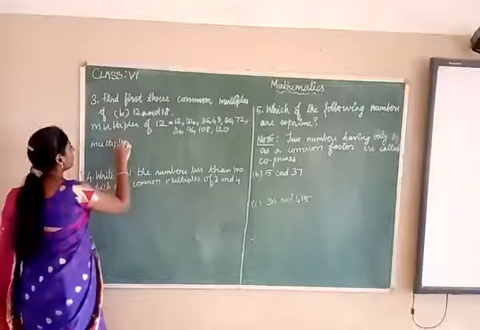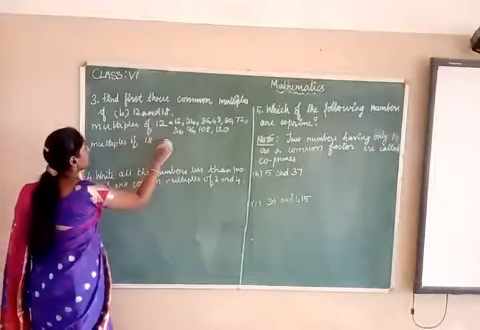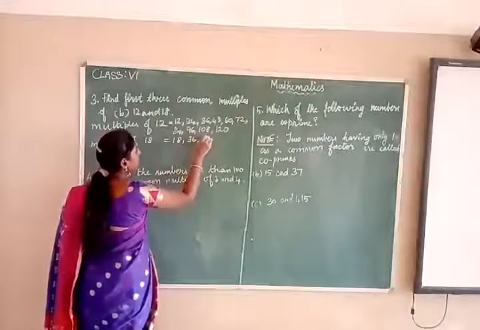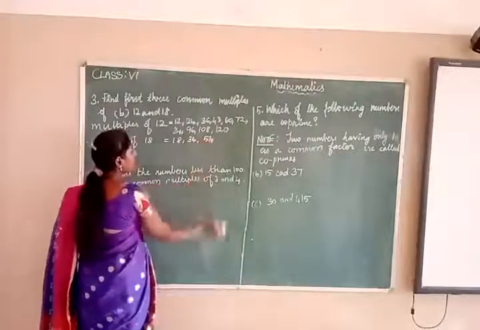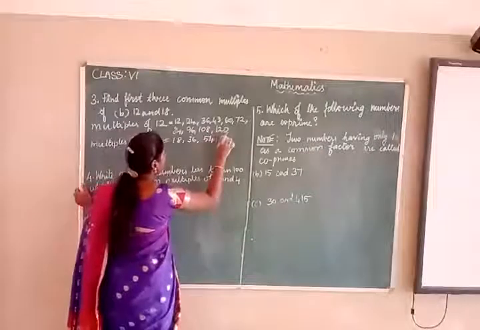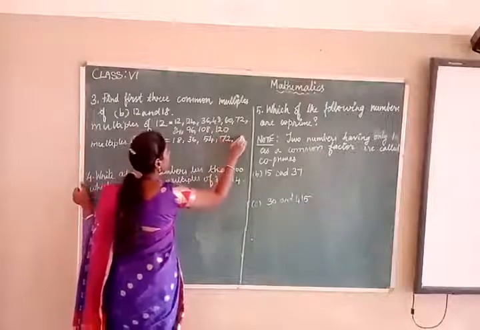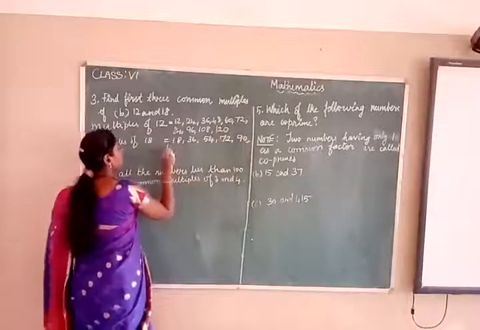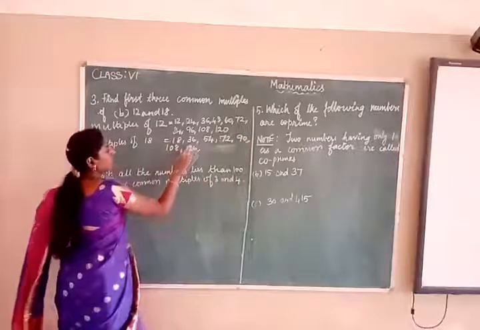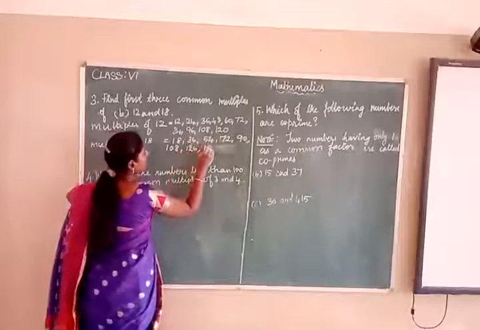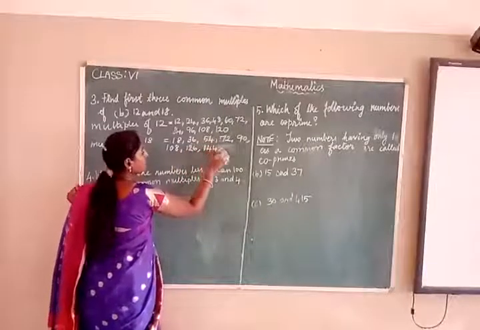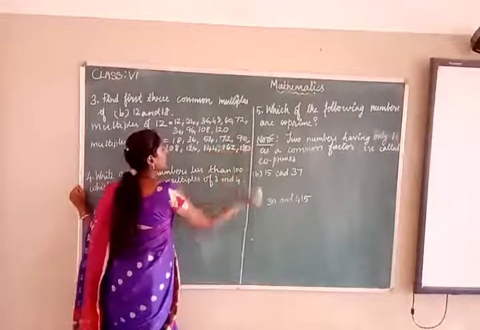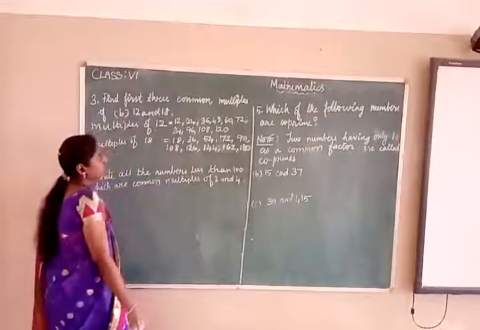Next, multiples of 18: 18, 36, and then what you have? 54, then 72, 90, 108, 126, 144, 162 and 180.